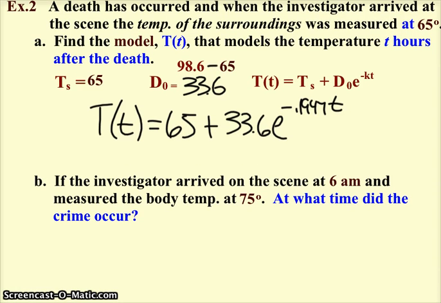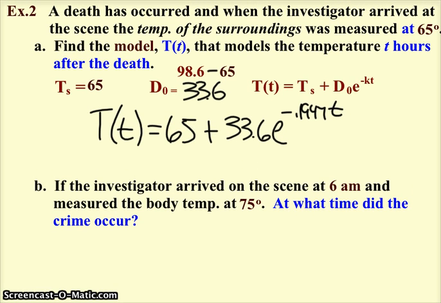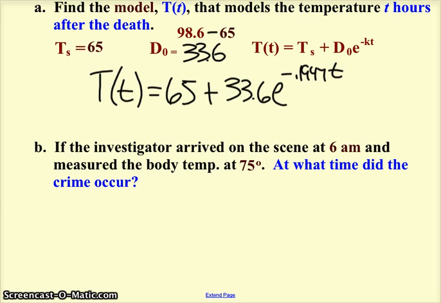In this problem, besides gathering temperature information from my surroundings, I'd also want to know what time I arrived and what the temperature of the body was. Assuming death had occurred, the body started to cool. So if the investigator got on the scene at 6 a.m. and measured the body temperature to be 75 degrees, at what time did the crime occur? Once I gather information about the time it occurred, I'm also thinking about what else happened around that time, witnesses or whatever I can figure out.